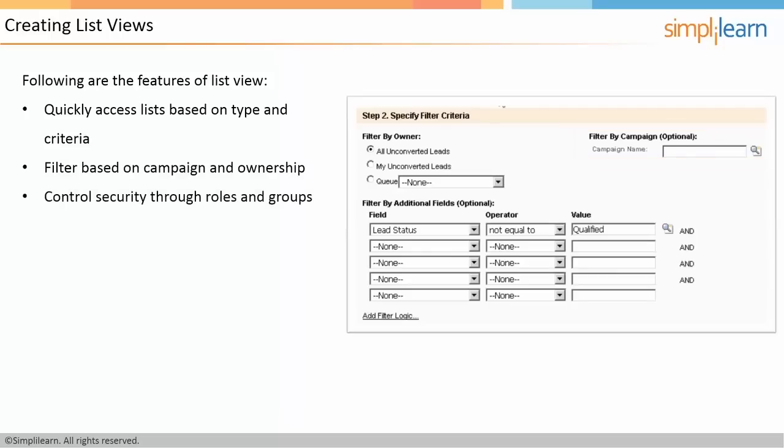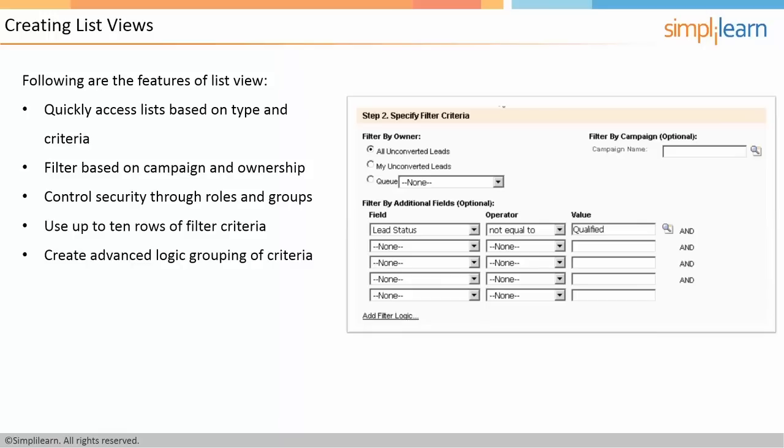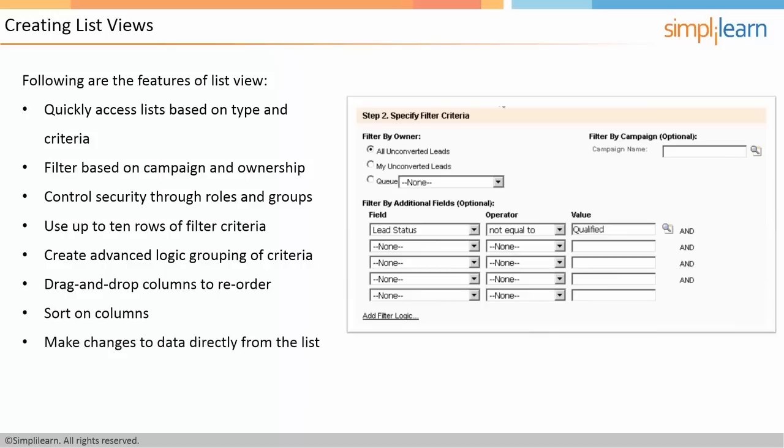You can also control security through roles and groups. You can use up to 10 rows of filter criteria. You can also create advanced logic grouping of the criteria as well, which we'll get to. You can drag and drop the different columns of the list to reorder them. You can also sort on those columns and make changes to the data directly from the list.